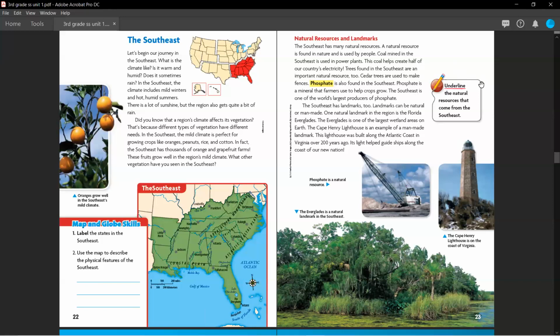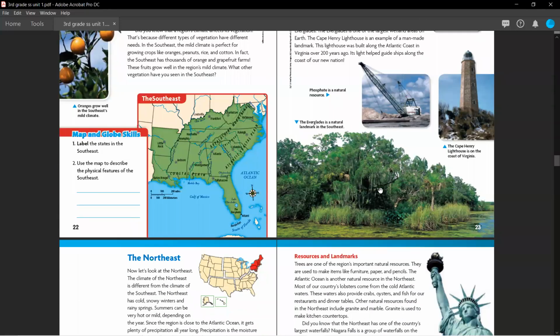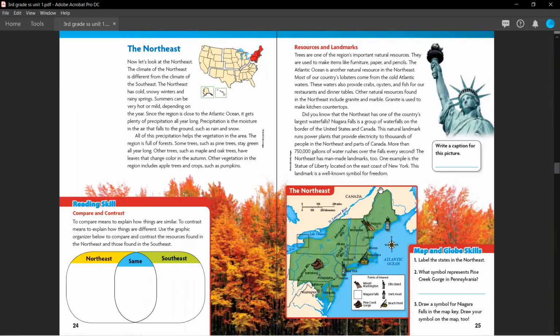Now up here, underline the natural resources that come from the Southeast. So remember, anything that's there from the earth already that people didn't have to put there, go ahead and underline those on this page. Once you're done, we're going to move into the next region of the United States, and we're going to talk about the Northeast. So we already finished up the Southeast down here. Now we're going to talk about these states up in the northeastern region of the United States.